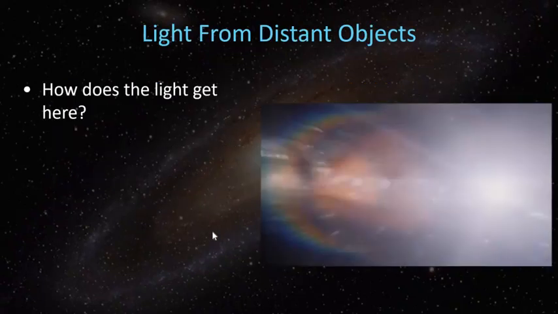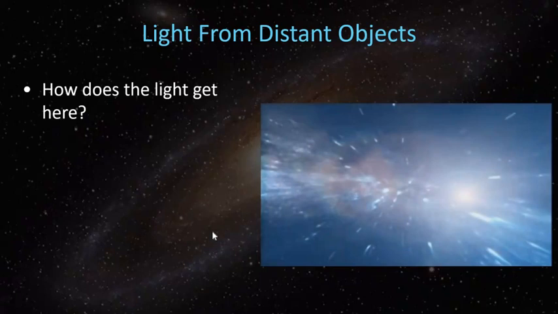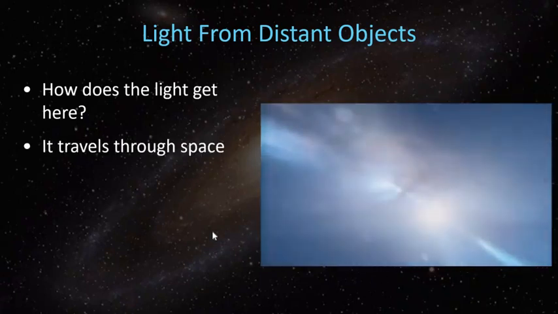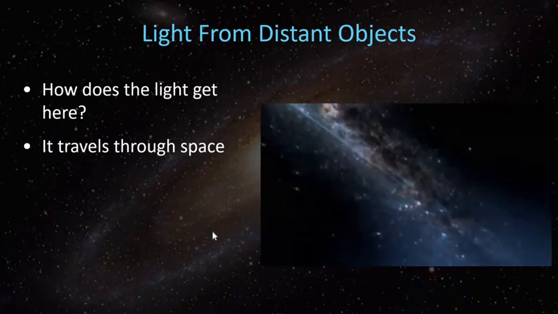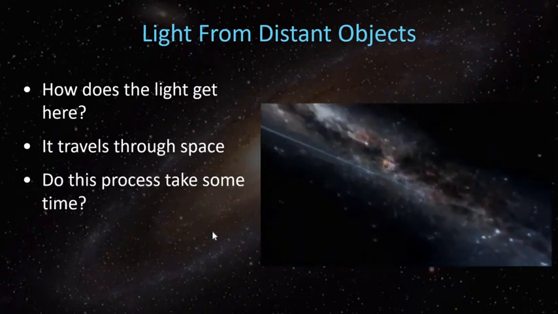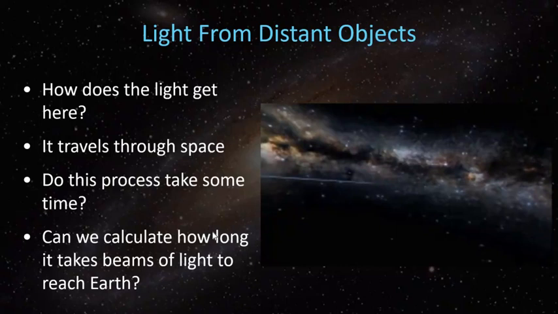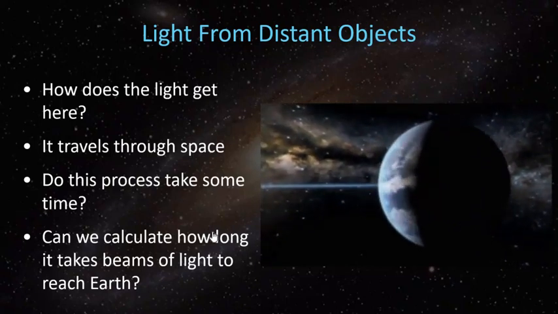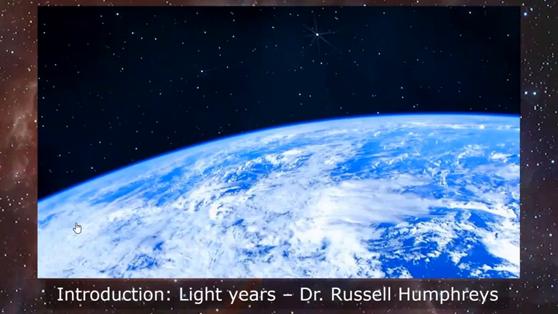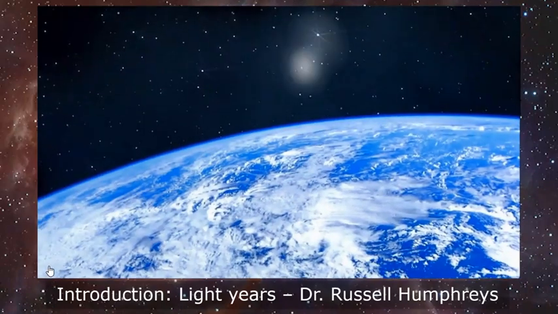So the light from distant objects. How does the light get here? Well, it travels through space. And does this process take some time? And can we calculate how long it takes a beam of light to reach Earth? Well, Dr. Russell Humphreys has an introductory clip on light years.